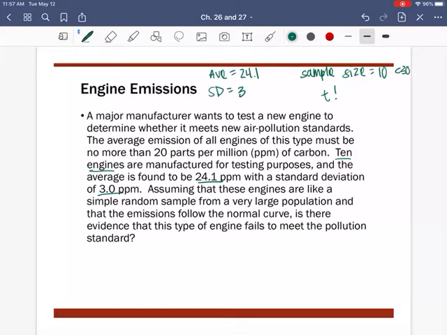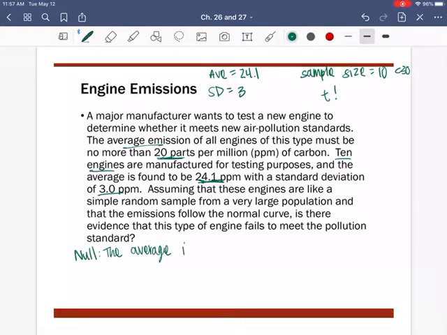Assuming that the engines are like a simple random sample from a very large population and that the emissions follow the normal curve, is there evidence that this type of engine fails to meet the pollution standard? So we want to know, is 24 too big compared to 20?